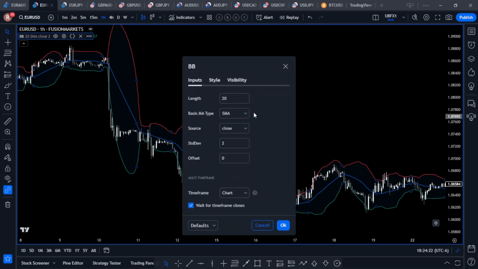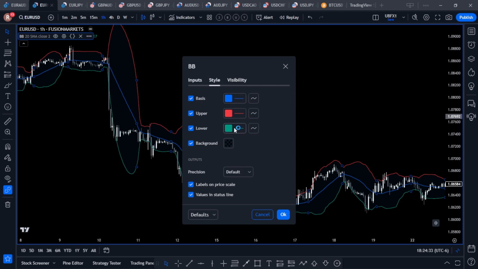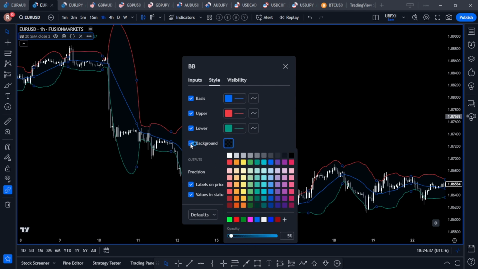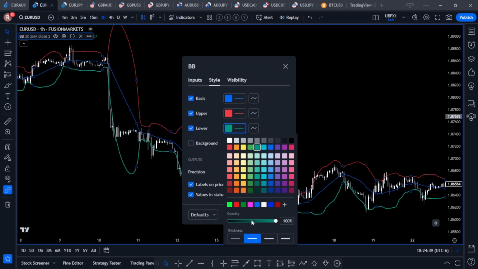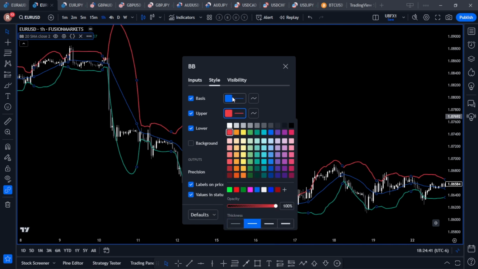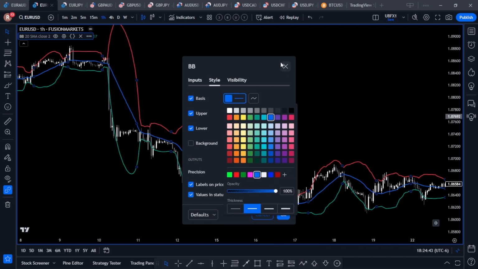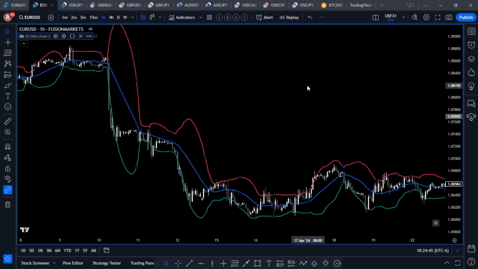The settings for the Bollinger Band is a 20 SMA of the close with the standard deviation of 2. This is your basic Bollinger Band setting. Now with this particular one, I'm going to get rid of the background altogether. Let's thicken up these lines so that we can see them a little better. And from here, we have our Bollinger Band.